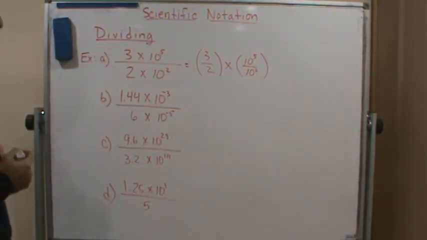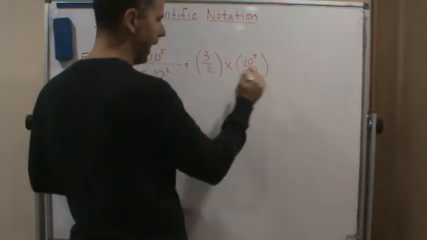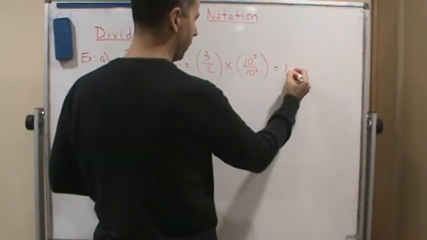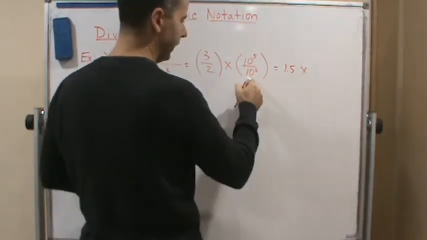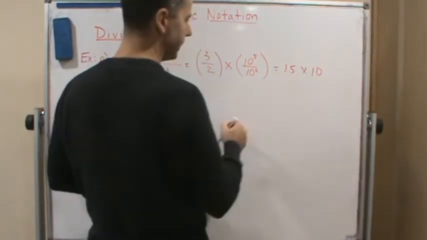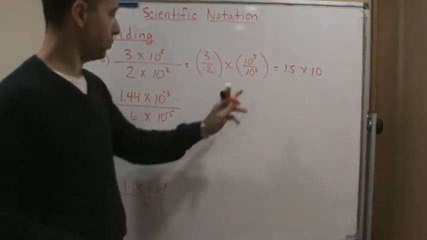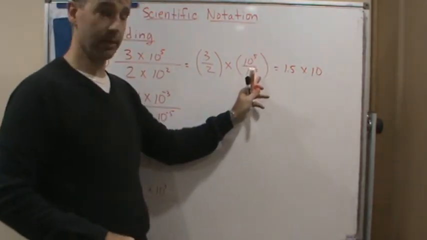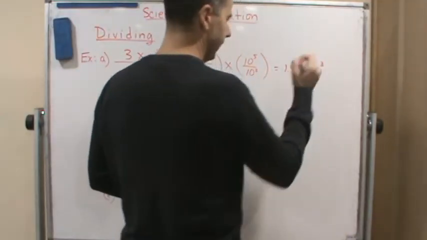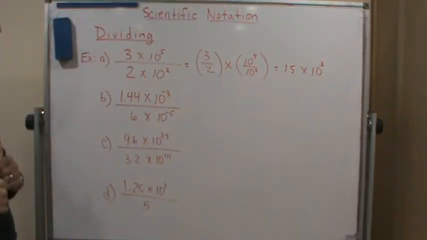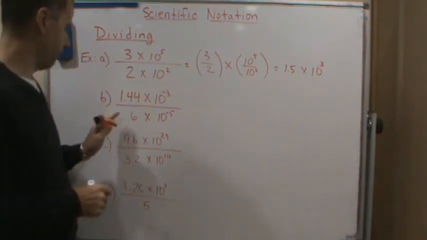Okay? Now, what is 3 halves? That's going to be 1.5 times, now here I have to subtract the exponent. So always subtract the top minus the bottom. So it's going to be 5 minus 2, which is 3, and I'm done. I don't have to do any adjustments. I'm good.